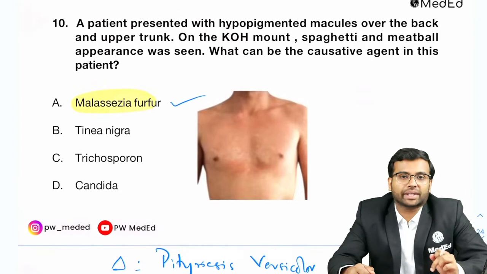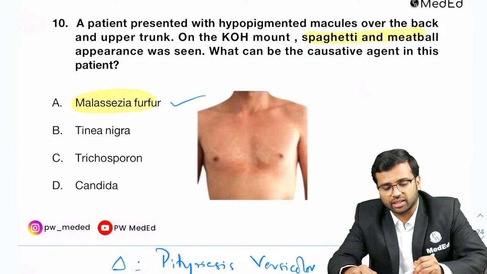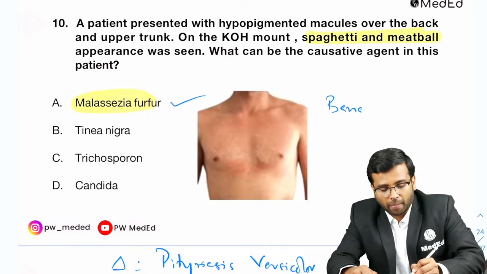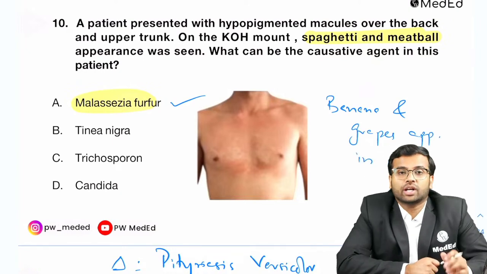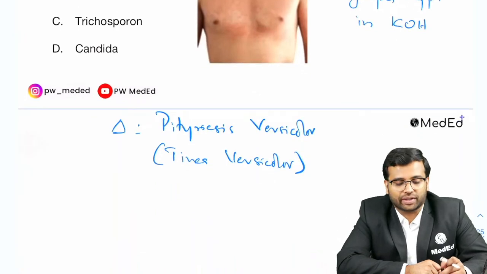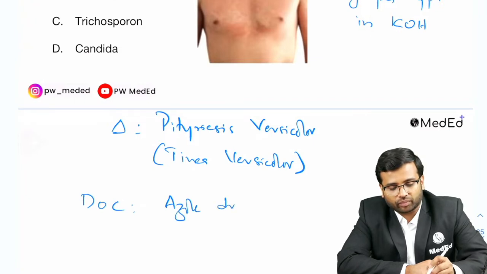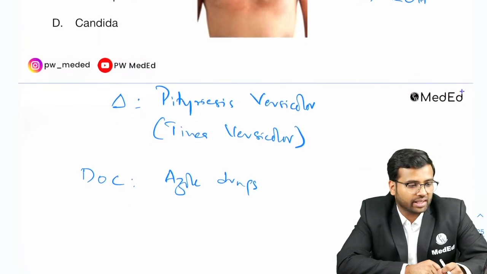Now, what is a very important KOH finding here? The very important KOH finding that you can see in pityriasis versicolor is the spaghetti and meatball appearance. This is also compared to a banana and grapes appearance in the KOH. So all these can be seen in pityriasis versicolor. Now, what is the drug of choice in these kinds of cases? This can be the azole group of drugs, like ketoconazole, etc. Fine. So that is the right answer here.